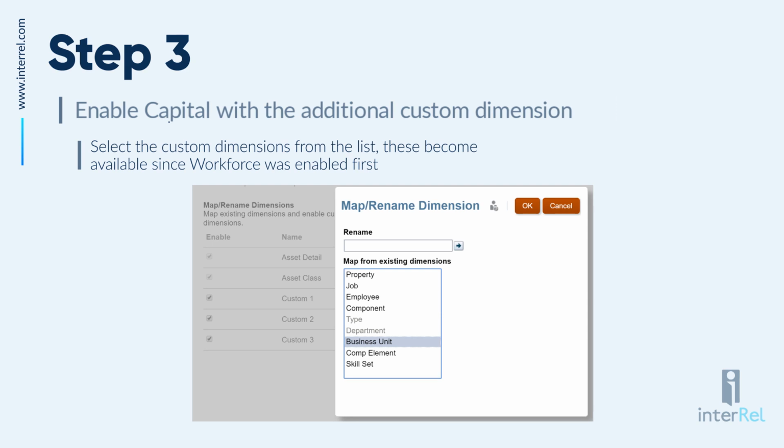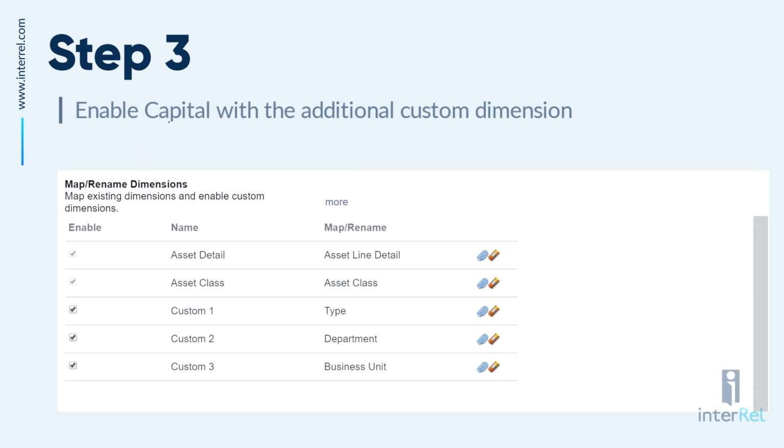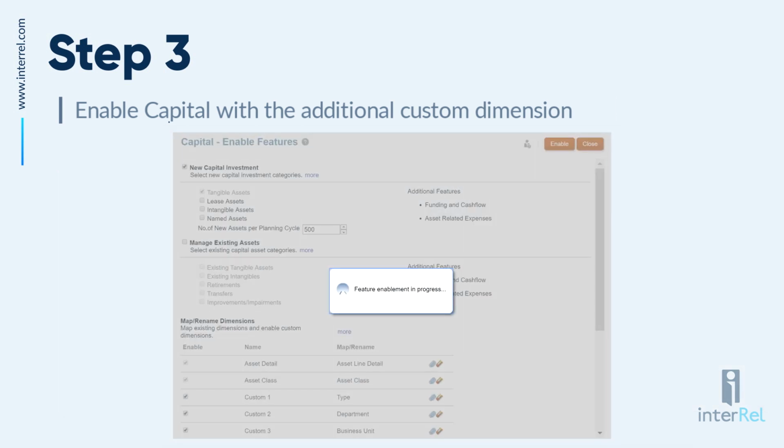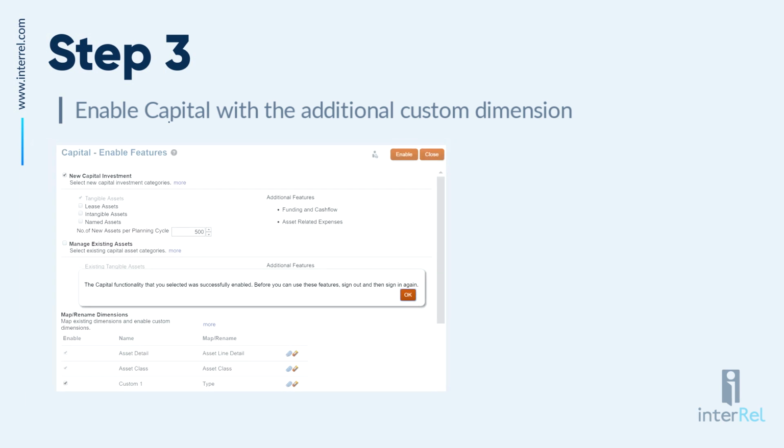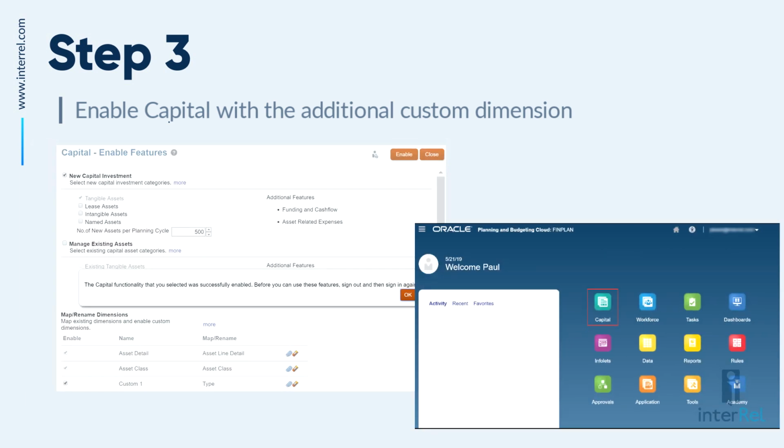Notice that when the custom dimensions are added, the window that opens already lists the available dimension. This is because they were added in Workforce first. Select each dimension from the available list to assign to the appropriate custom dimension. The other dimensions remain checked, and we also modified the name for Asset Detail as it was done in test. We then enabled the Capital framework. Capital is now enabled the same as it was originally in test, with the addition of the third custom dimension named Business Unit. So far, so good.